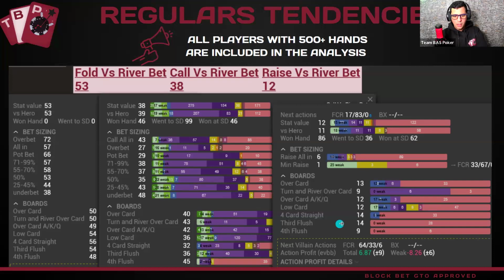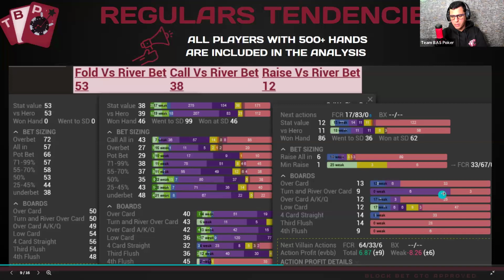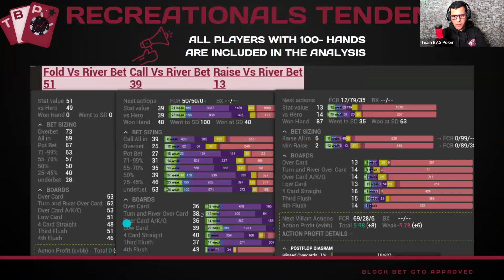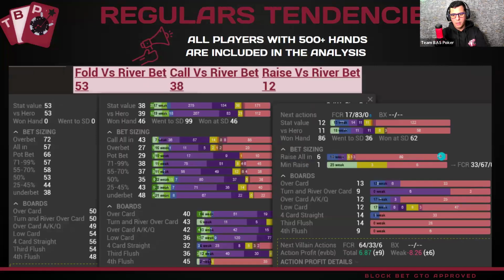So you can see here that regulars aren't raising, and when they are raising, it's only with real top hands. So it's even more than the recreational. You can see here 2 pair plus, they are still raising with some kind of weak hands here, and the regulars are even less raising.